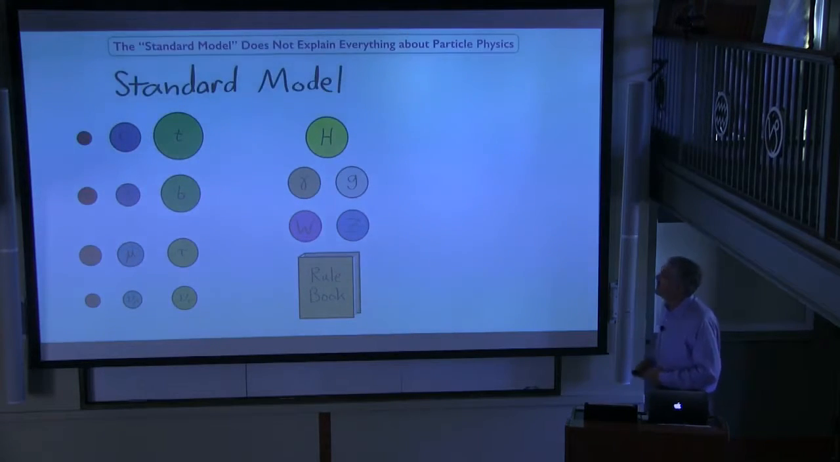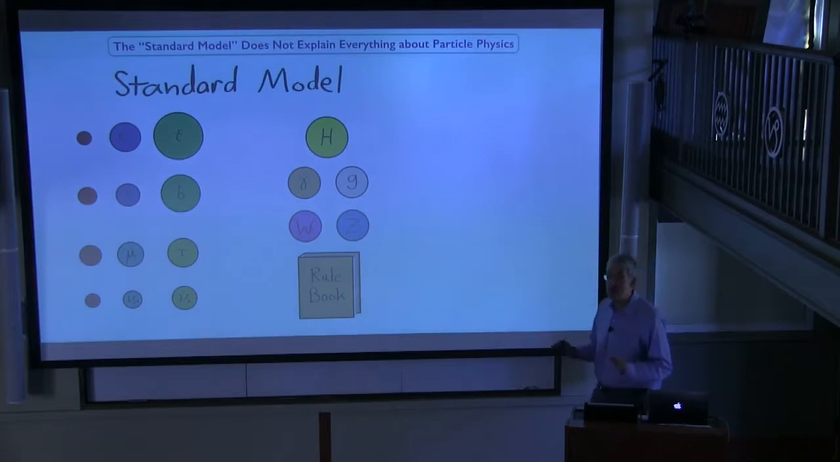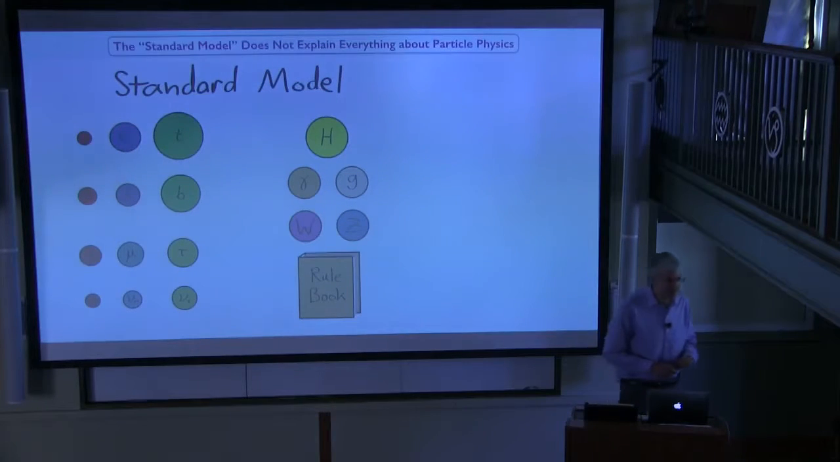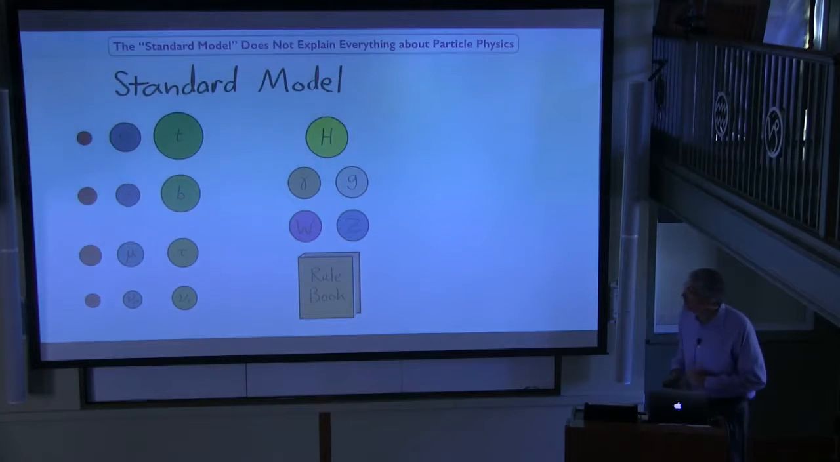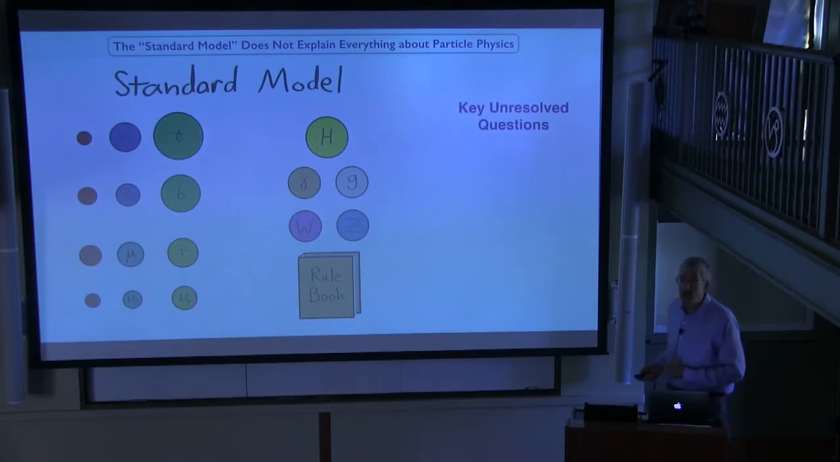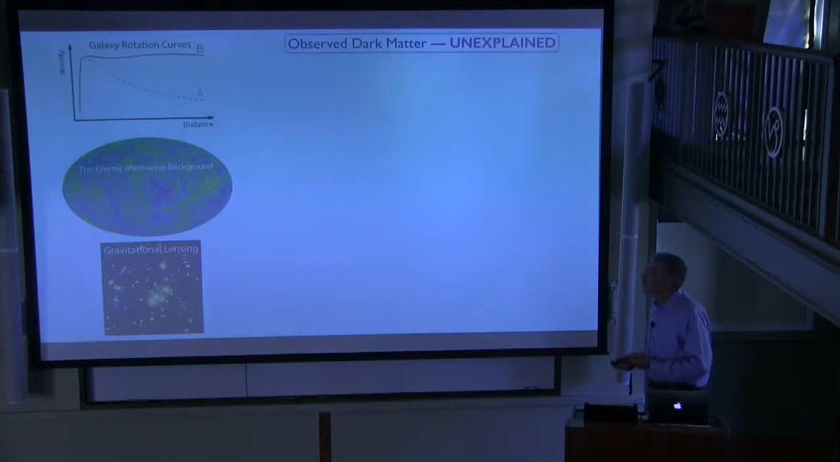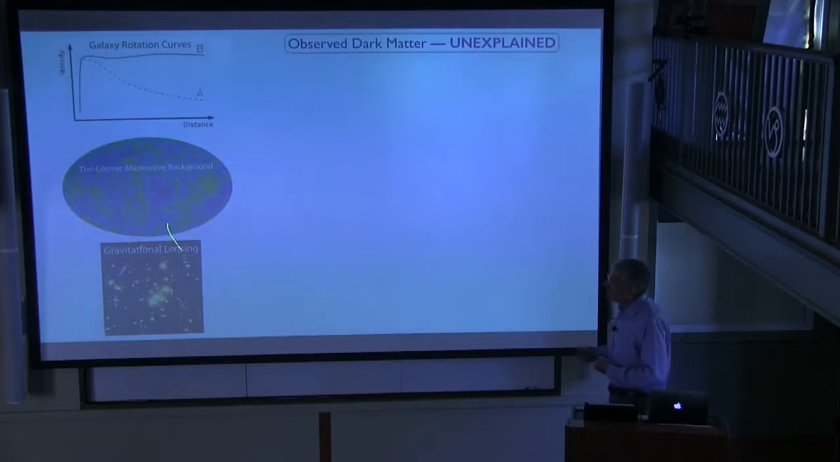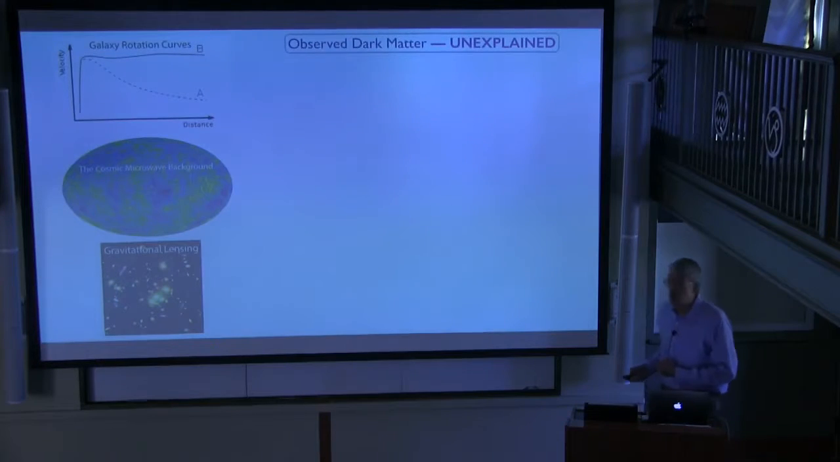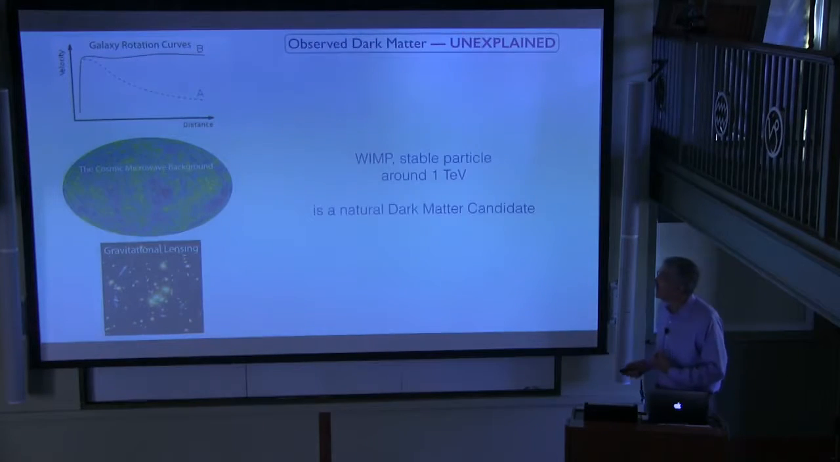The standard model does not explain everything about physics, that's for sure, because there's plenty of physics that has really nothing to do with particle physics, but it doesn't even explain everything about particle physics. And there are some key questions that are unresolved. One is dark matter. We know that dark matter exists. There's lots of evidence for this, but we don't know what it is. There are a number of ideas of what it could be.